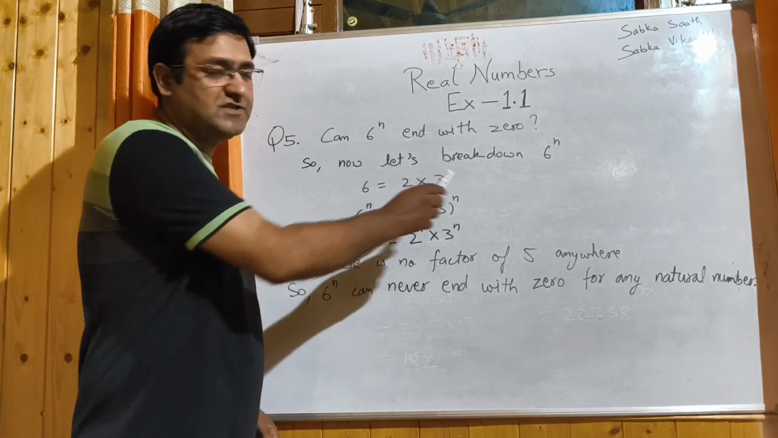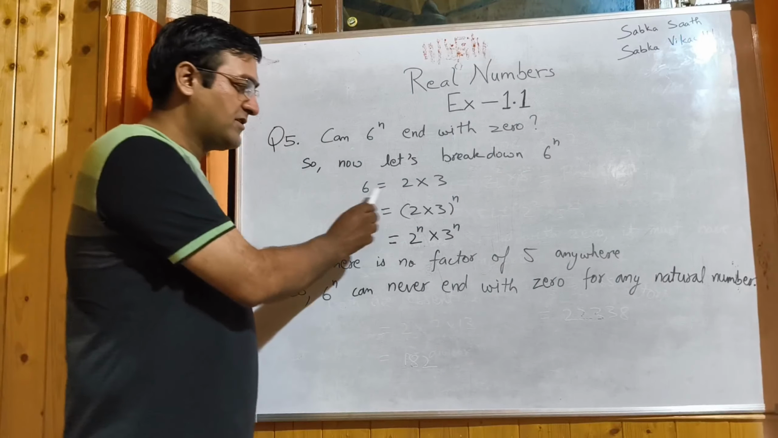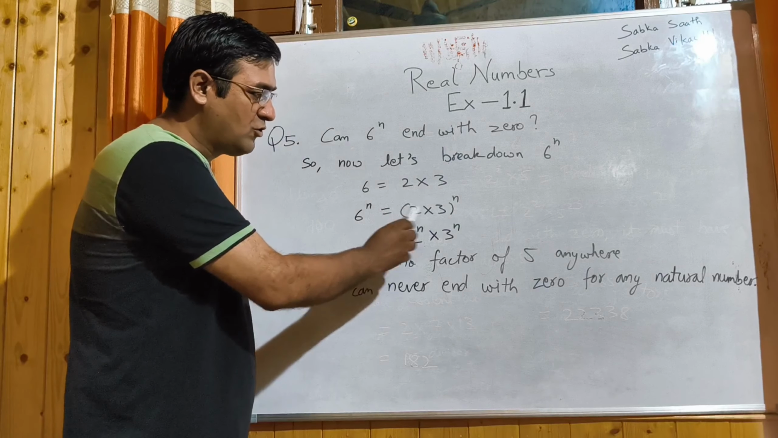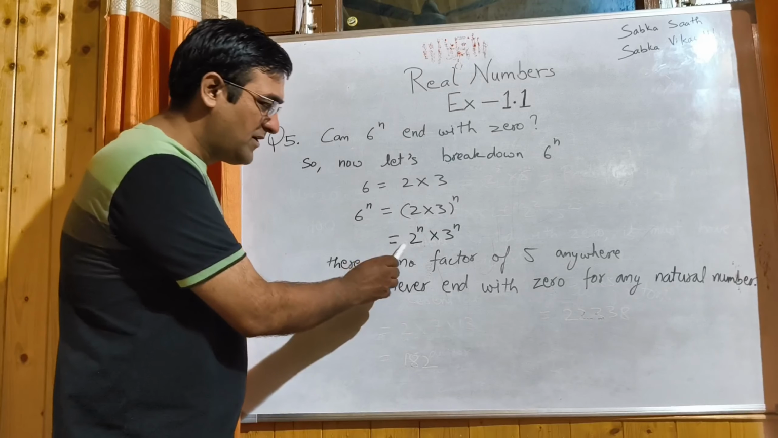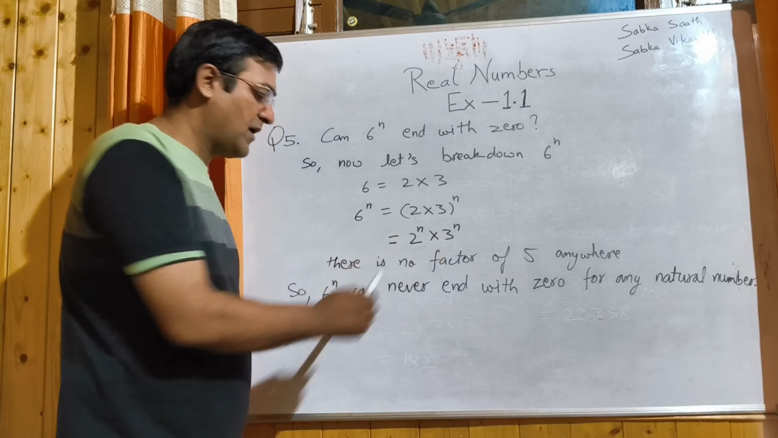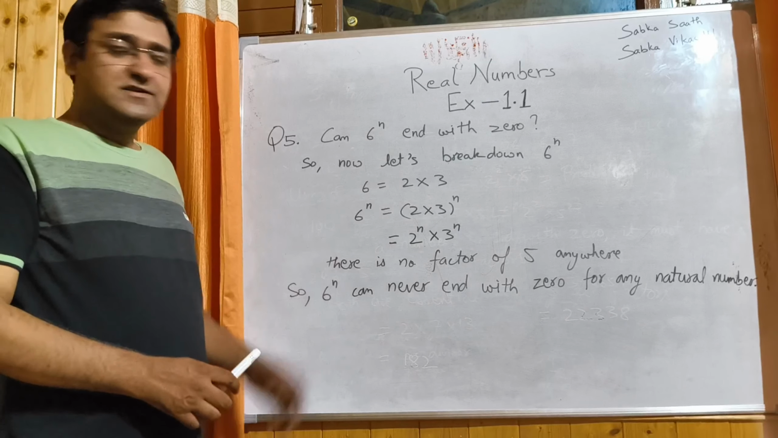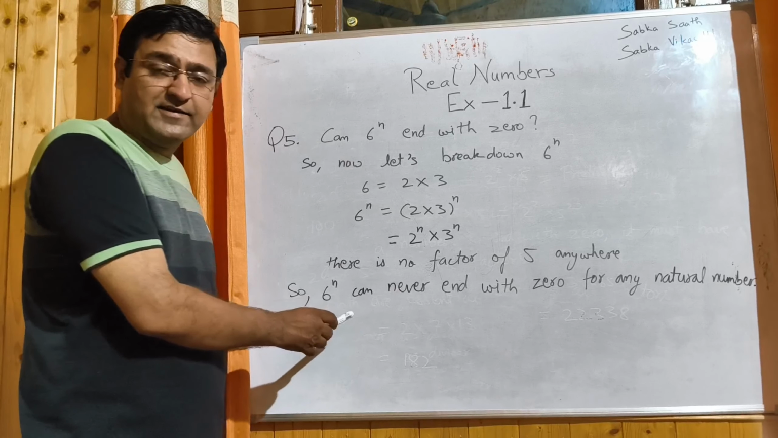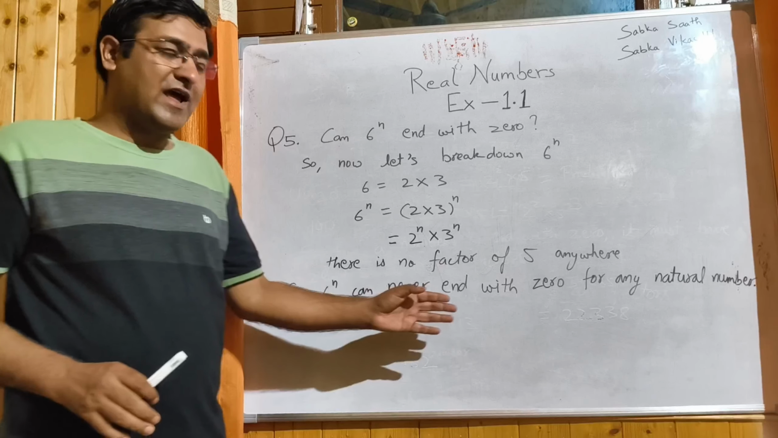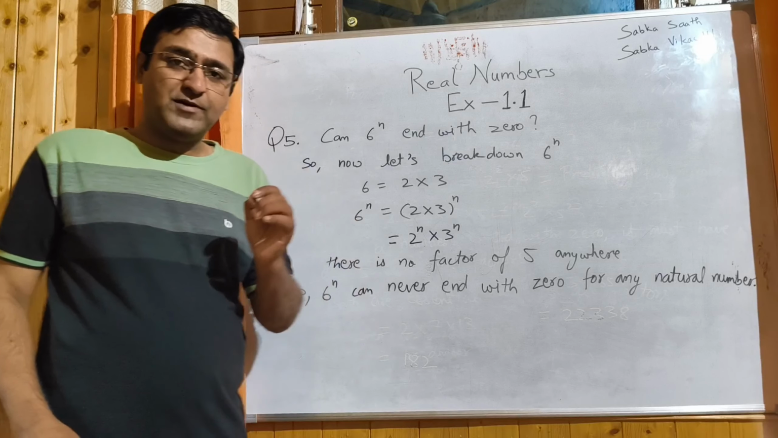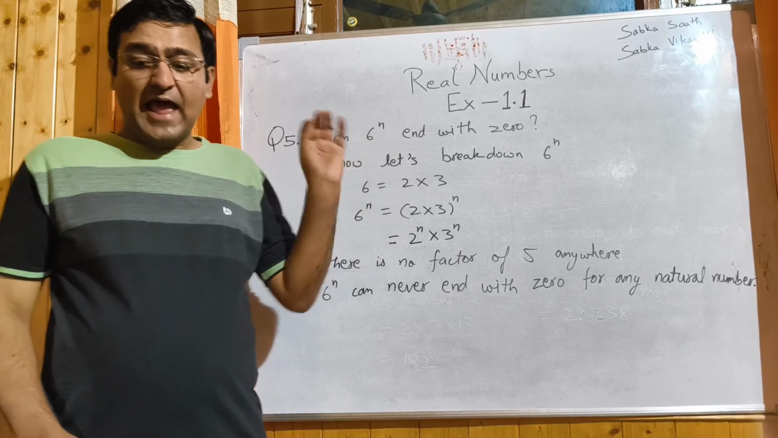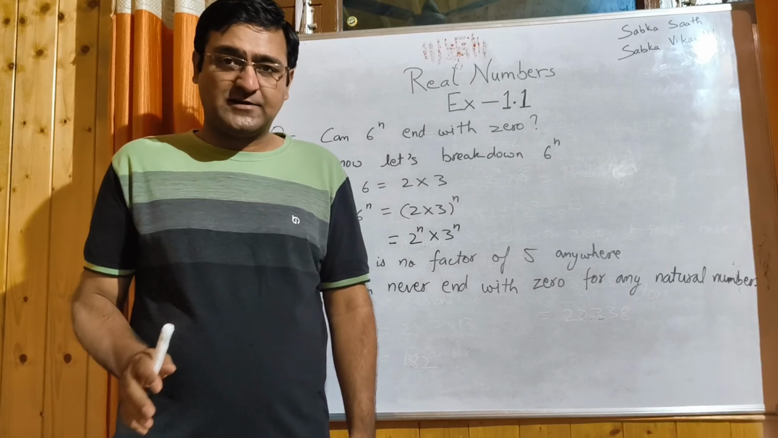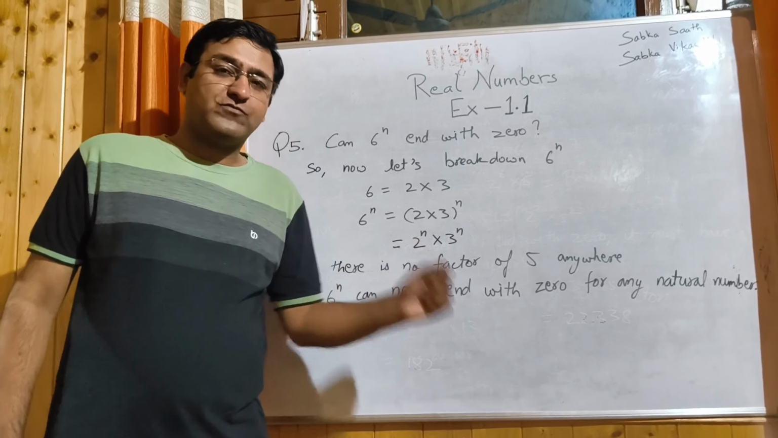Let's break down 6 raised to power n. 6 can be written as 2 into 3. 6 raised to power n can be written as (2 into 3) whole raised to power n, which could be written as 2 raised to power n into 3 raised to power n. So as you can see, there is no factor of 5 anywhere here. So 6 raised to power n can never end with a 0 for any natural number. So remember guys, any number ending with 0 must have 2 and 5 as factors. So check for both of them.